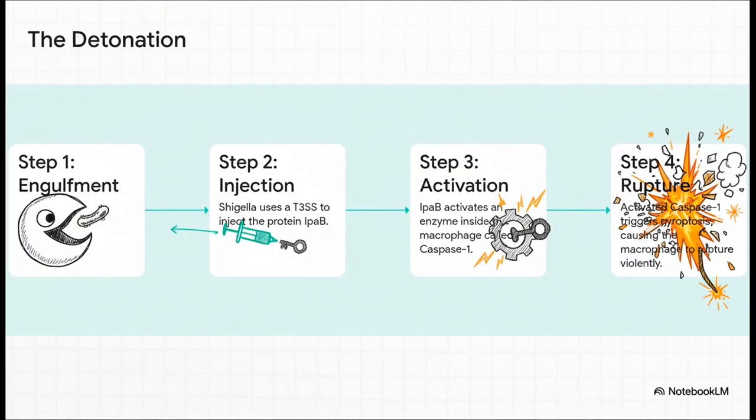So how does it light the fuse? It's amazing. Once inside the macrophage, Shigella deploys this tiny molecular syringe and injects a protein, IcsA, right into the cell's interior. This protein is like a specific key that finds and turns on an enzyme called caspase-1. And caspase-1, well, that's the master switch for pyroptosis. The moment it gets activated, the fuse is lit, and the macrophage just violently explodes.